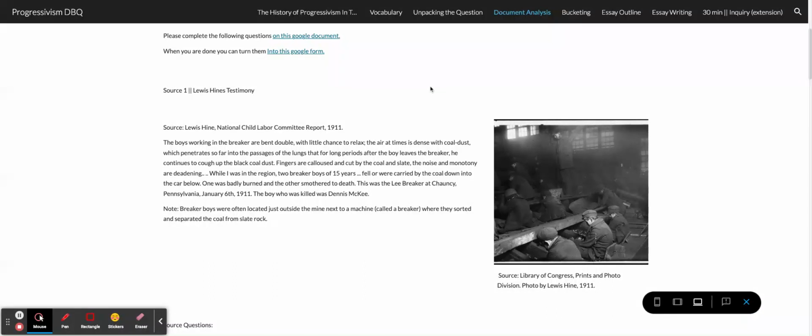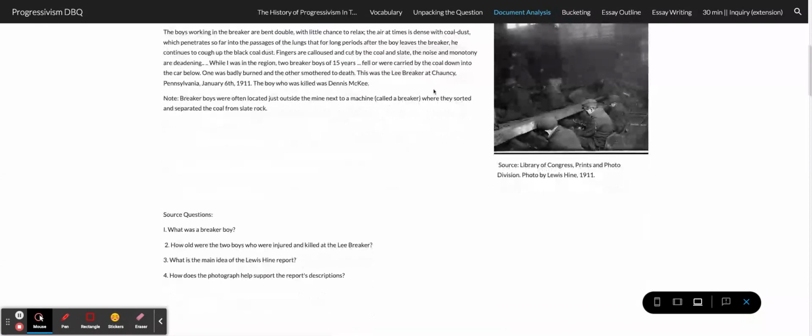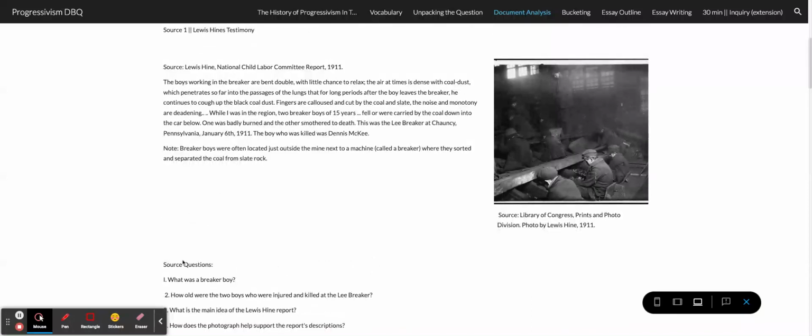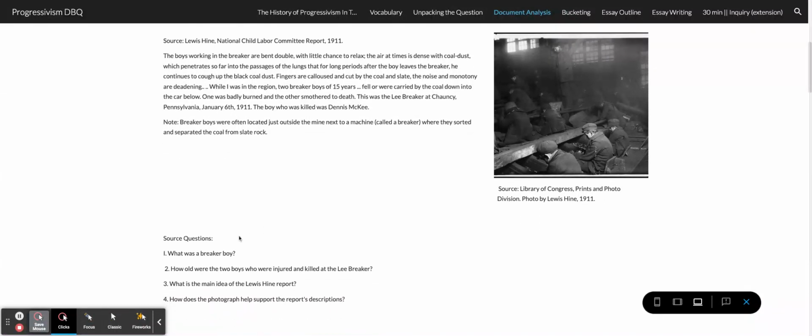what these conditions are, and hopefully give you a sense of what the lives of these young men were. So after you've read that, you're going to see down below that there are actually some questions for you to answer. There are four questions, and you're going to use the primary source material to answer those questions. So as you're going through, you're going to want to find the information and then use it to answer these questions down below.